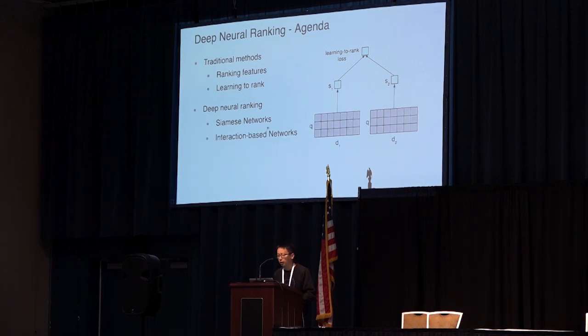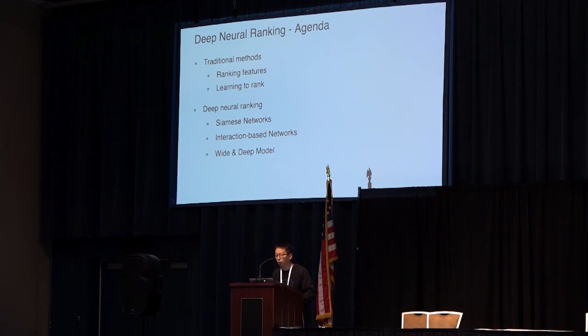The other one is opposite. It's called interaction-based network. So there is a lot of interaction between each word in the query and each word in the document. At last, I will briefly introduce a very successful model, wide and deep model, and this one is mainly used for the recommendation systems.